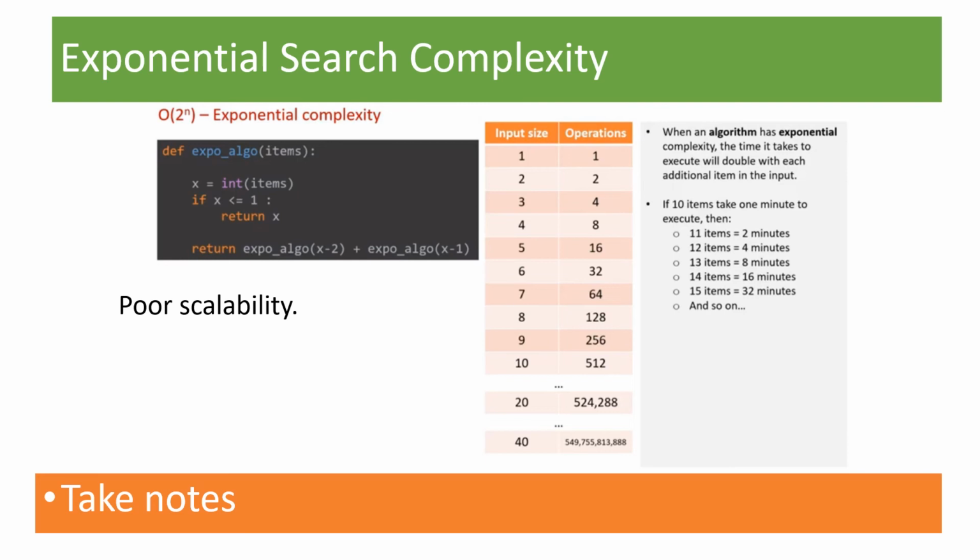So, for example, 10 items will take 1 minute to execute, 11 items will take 2 minutes, and 15 items would take 32 minutes. So you can see, only by adding 5 extra items, we have added a significant amount of processing time onto our complexity. This has massively poor scalability and should be avoided at all costs.